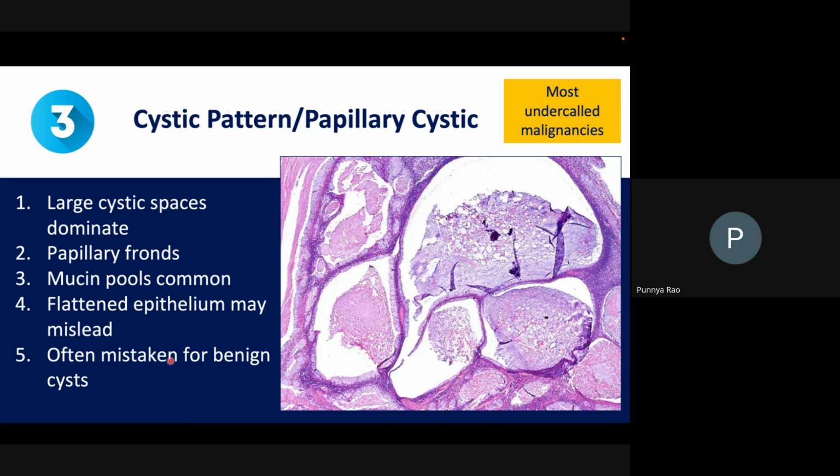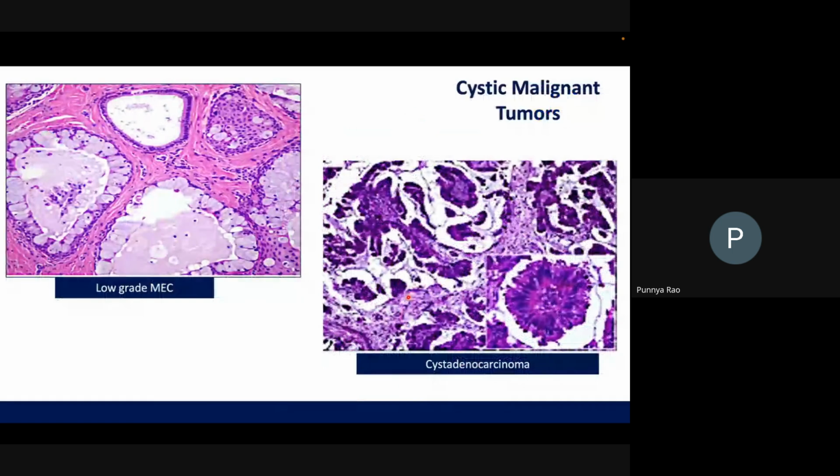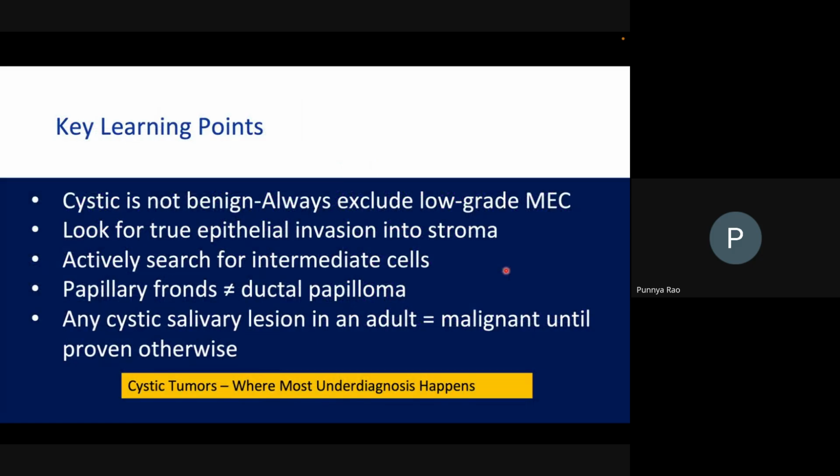The last pattern which we are going to consider is the cystic pattern. These are the ones which are most commonly underdiagnosed and most undercalled as malignancies. What you see here, you have large cystic spaces which are dominating. You may have papillary fronds going into the cystic spaces, you may have mucin pools, and you may have epithelium which can be flattened or cellular, and they are often mistaken for benign cysts. So what comes under this? You have your low-grade mucoepidermoid carcinoma. Then you have cystadenocarcinoma, which can be papillary and non-papillary, which are the most common ones.